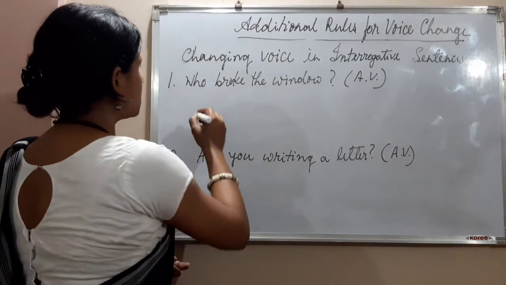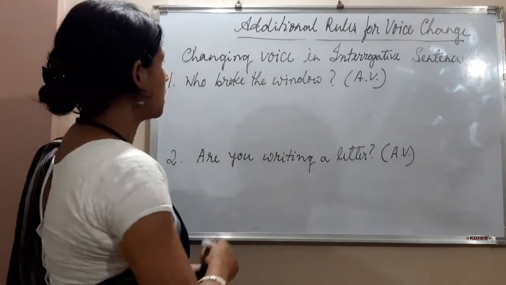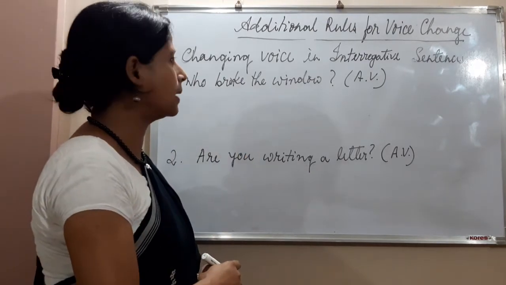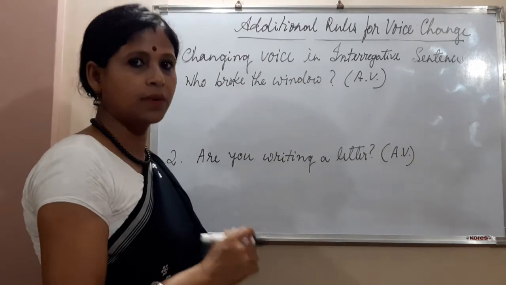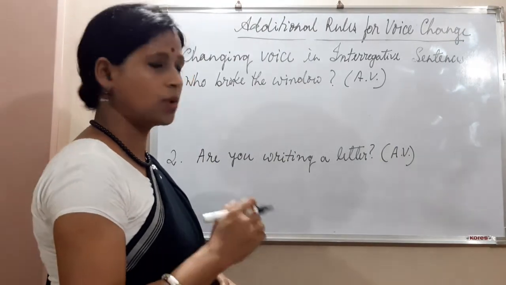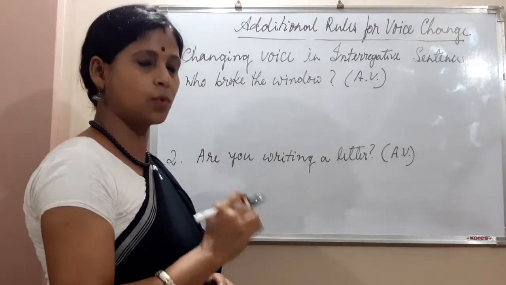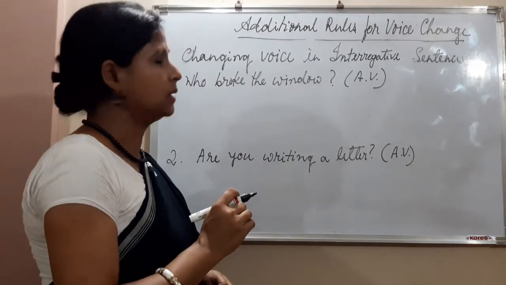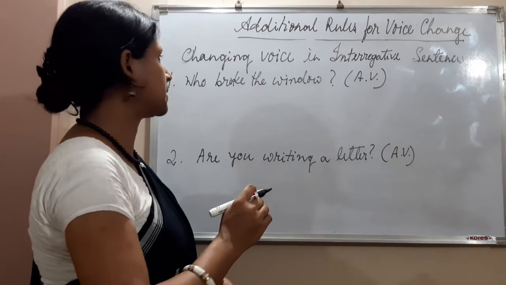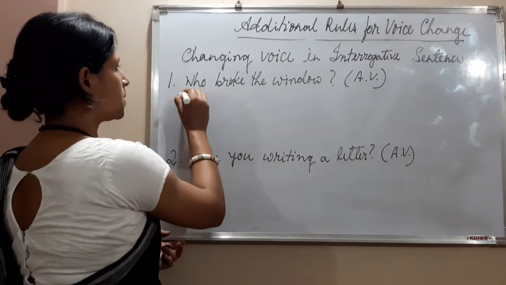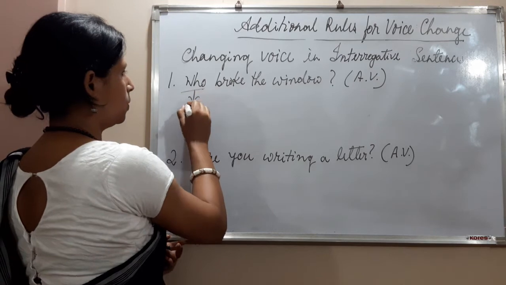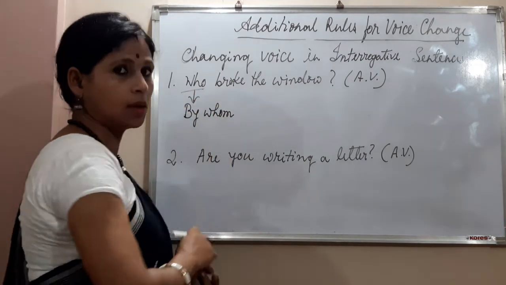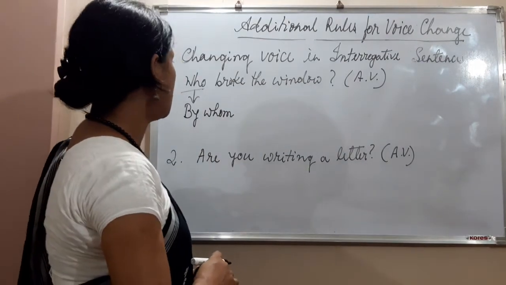So if this is difficult for you to change, I will suggest you can try like that: someone broke the window. Someone broke the window, and the passive form will be: the window was broken. Okay. But we don't have someone here. This is only for making it easier. So who always changes to by whom for passive. Okay. Always it changes to by whom.